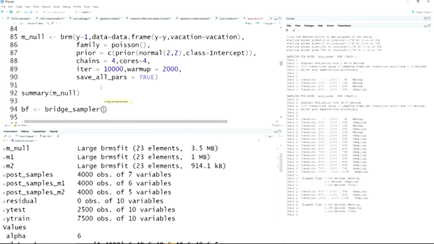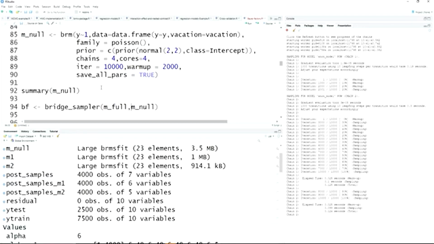So bridge sampler is a function in the bridge sampling package. So what would it require? It would require the fitted objects M full and M null. So this is the output of the brm function, right? So this is called a brms fit object. Basically, this is a trained model in a way, right? It has all the information about posterior distributions. Okay, so M full, M null.